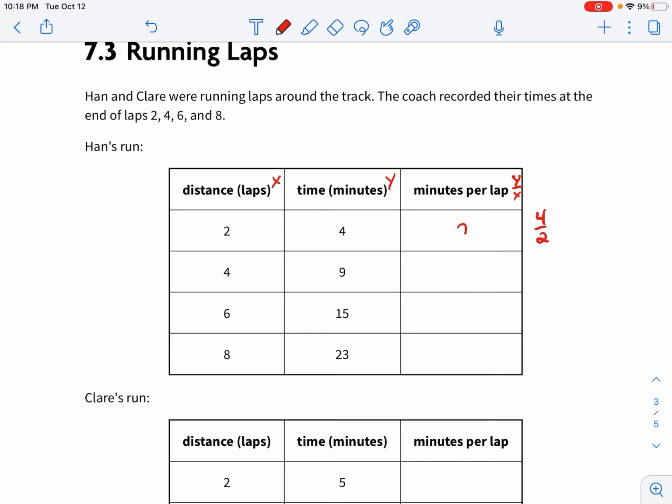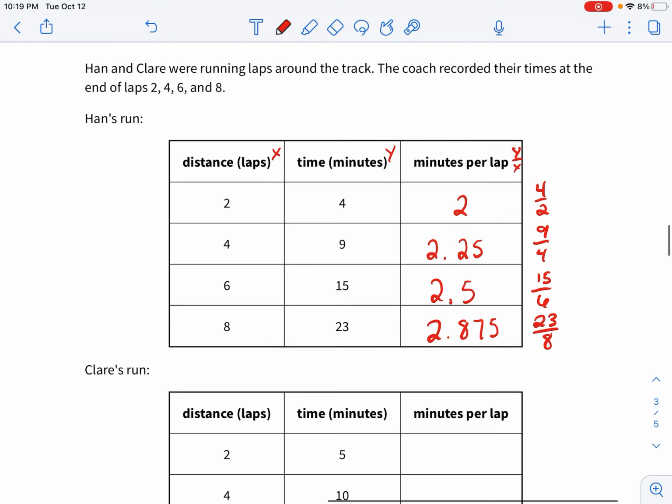So 4 divided by 2 equals 2. 9 divided by 4 equals 2.25. 15 divided by 6 equals 2.5. And then 23 divided by 8 equals 2.875. Notice how these change, therefore they are not proportional.